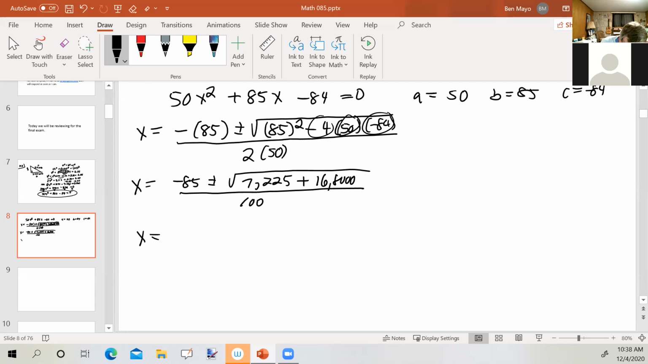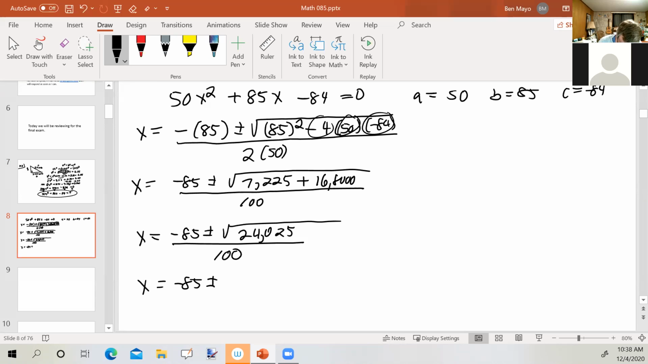Continuing to simplify, x equals negative 85 plus or minus the square root of 16,800 plus 7,225, which is 24,025, all of that over 100. So then we get x equals negative 85 plus or minus the square root of 24,025. The square root of that is 155. That worked out nicely, over 100.